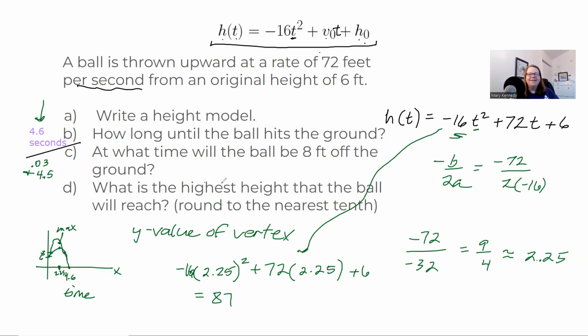And so the answer is that this ball is actually going to go 87 feet off the ground at its highest point. It gets to 87 feet and immediately begins to come back down to the ground level. We didn't have to round this at all, it's an exact value. It comes out perfectly. Okay, I hope that was helpful, and I'll see you next time.